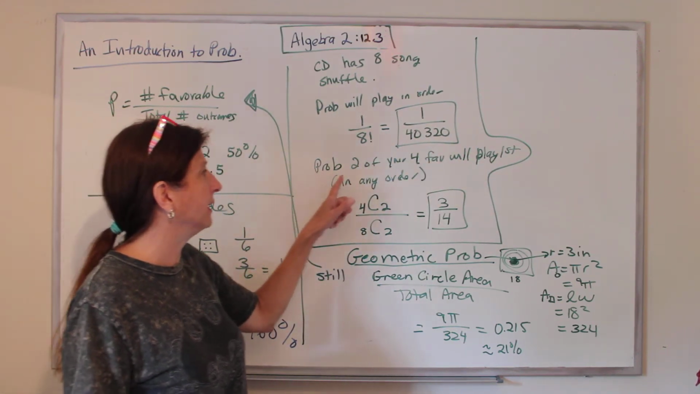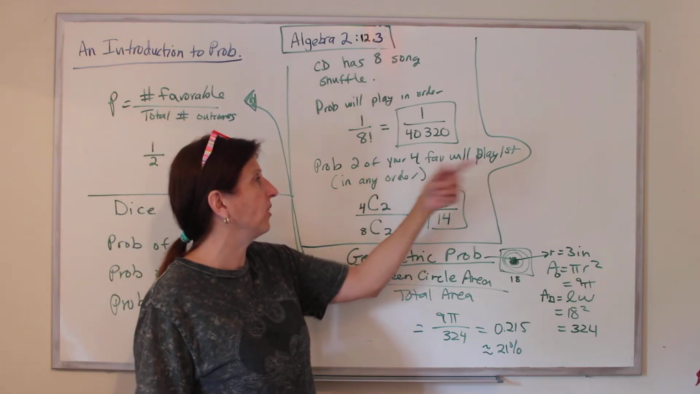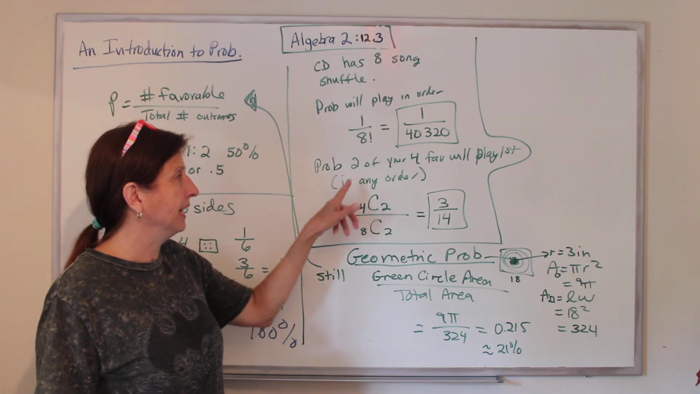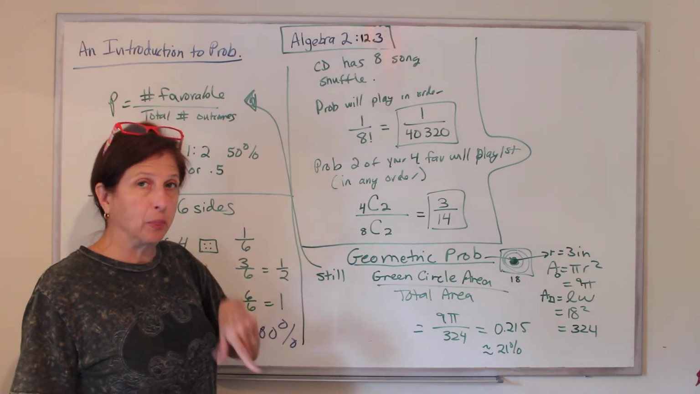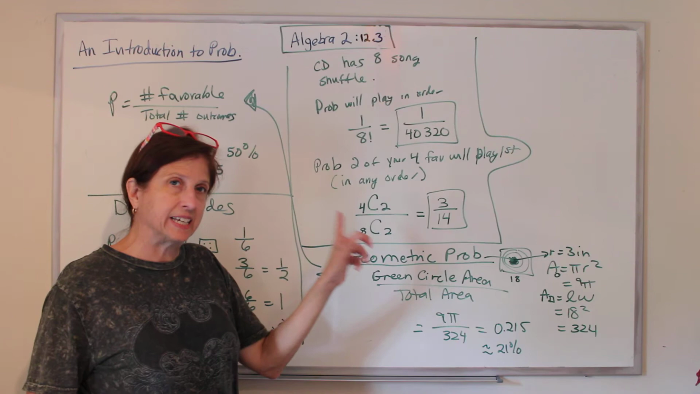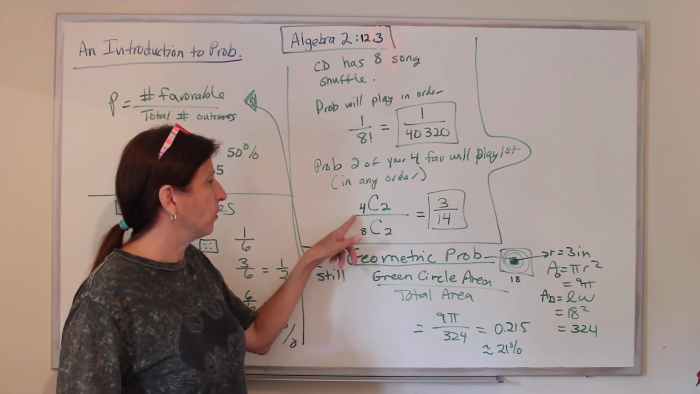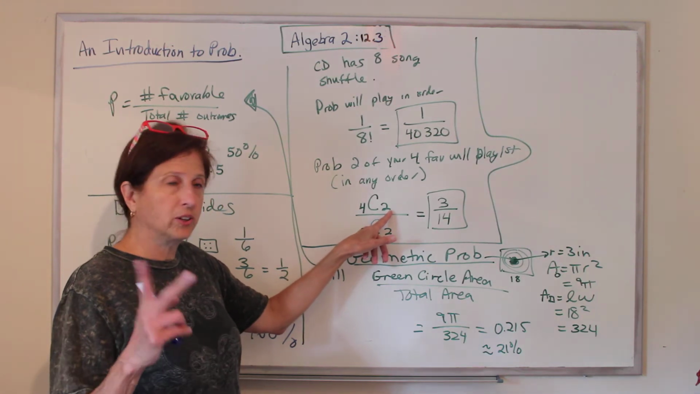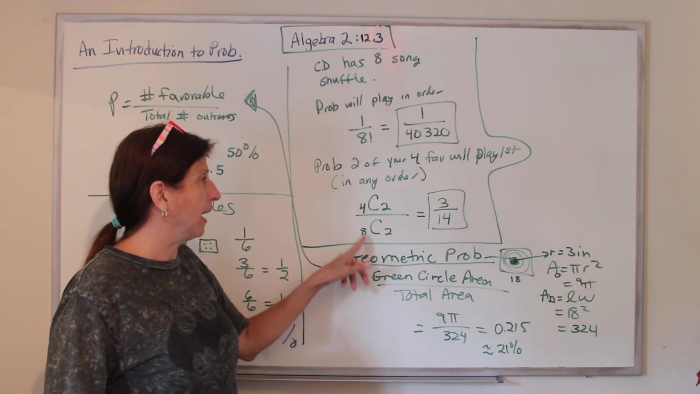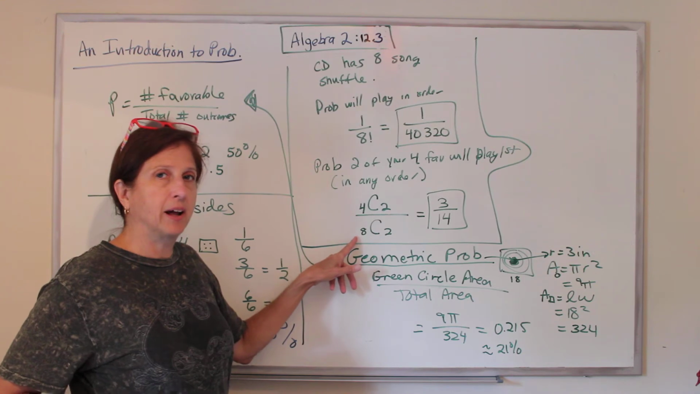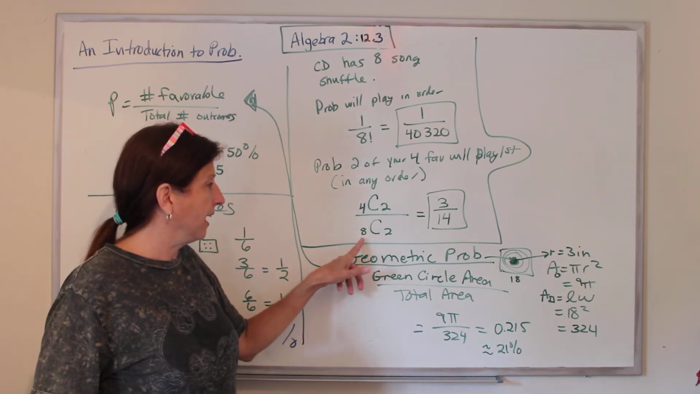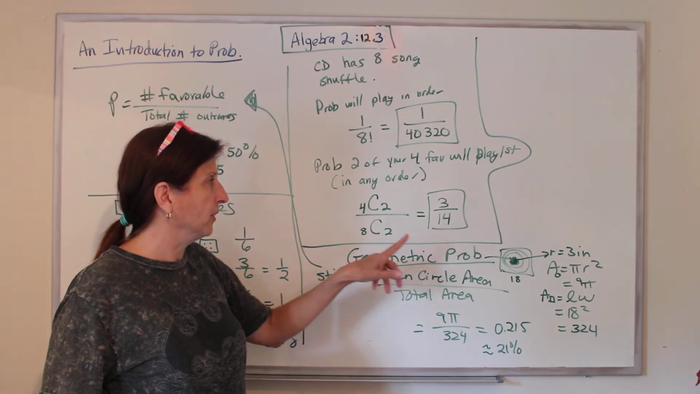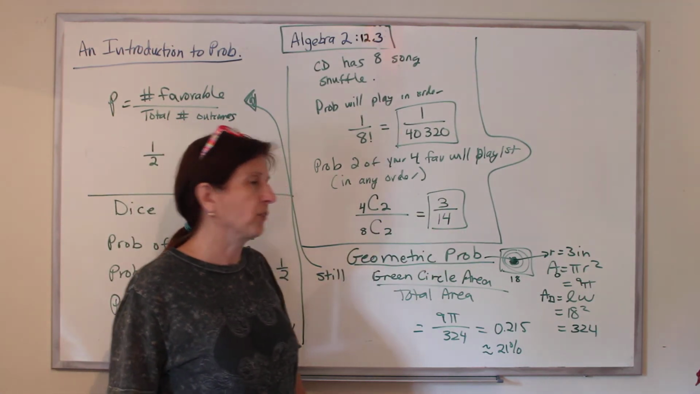What's the probability that 2 of your 4 favorite songs will play first in any order? Well, whenever it says in any order, you want C, not the P. The P is if it's an order, the C if it's not. So we have 4 songs in any order, and they're favorites, and we want 2 of them. Divided by, this is our favorable, divided by all the choices, and there are 8 choices, but we're just looking at the first 2. And then that reduces to 3 over 14.